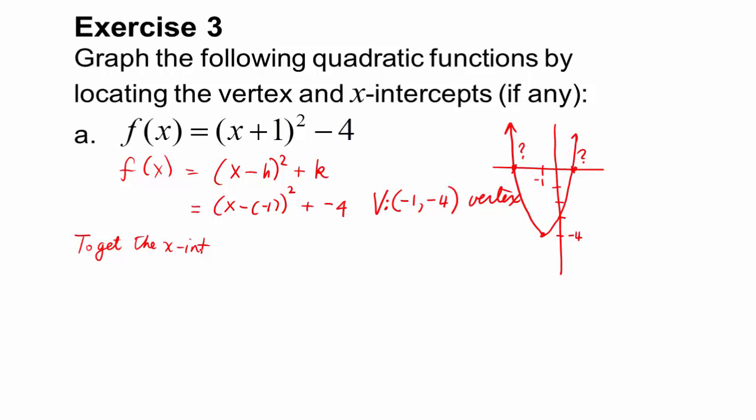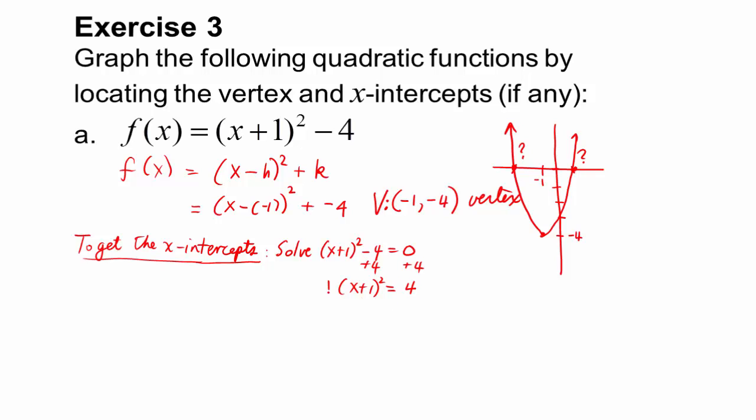These two is how you can get the x-intercepts. In other words, what is the y-coordinate for these 2 points? The y-coordinate is 0, so that means this whole thing is 0. So to get the x-intercepts, all you need to do is solve this equation. X plus 1 squared minus 4 is equal to 0. So we solve for x, we add 4 to both sides, and we have x plus 1 squared is equal to 4.